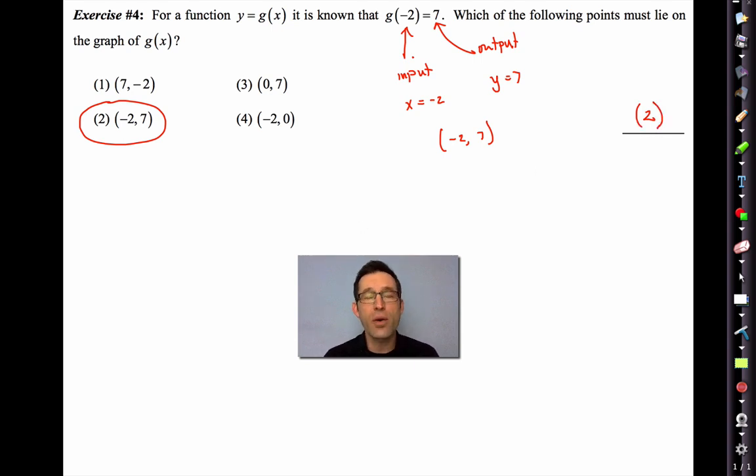And that's very, very important, to be able to tie in function notation with what's going on with the function's graph. All right. I'm going to clear this out. Pause the video if you need to. Okay.